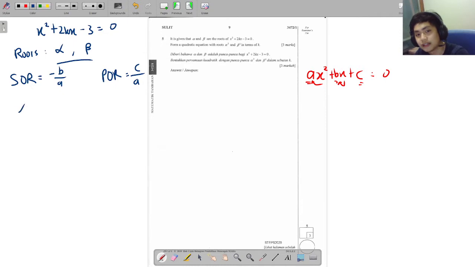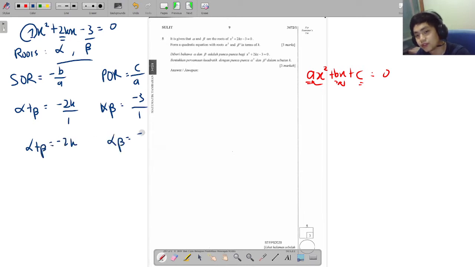So based on this, we have sum of roots here. We add the roots together, it's alpha plus beta. So negative b would be negative 2k. a is 1 here, it's defaulted to 1 if there's no number. So product of roots is alpha beta, c is negative 3, a is 1. So alpha plus beta is negative 2k, and alpha beta is negative 3.